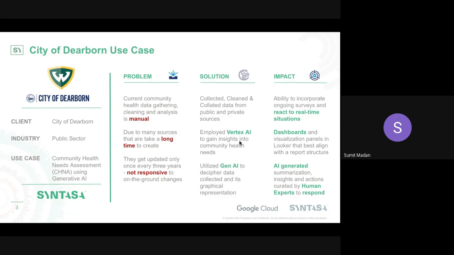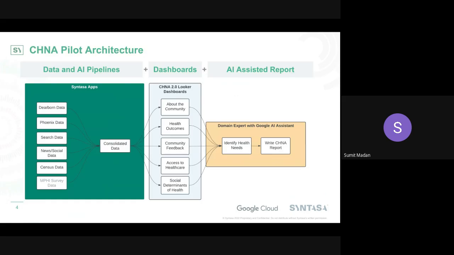Syntasa, in collaboration with Google, is changing this. We have developed a solution that leverages the power of data analytics and generative AI to streamline and enhance the CHNA process. We collect and clean data from various public and private sources and use Vertex AI to gain insights into community health needs. We also utilize generative AI to suggest the first draft of the report. This can be seen here with an architecture of the CHNA pilot we did.